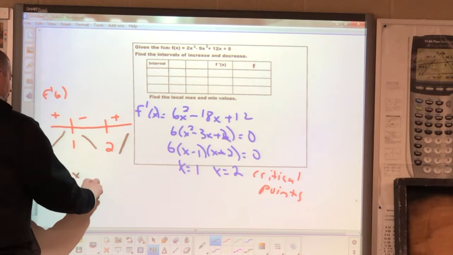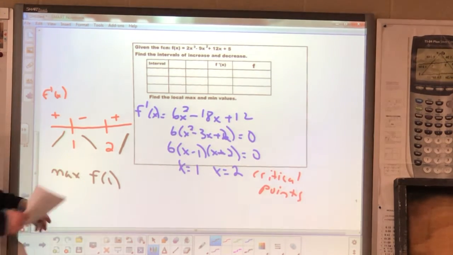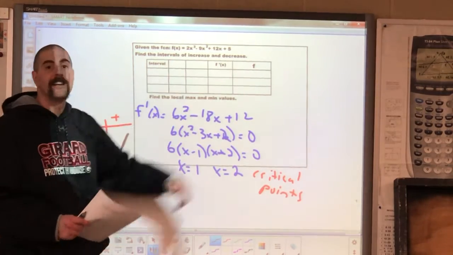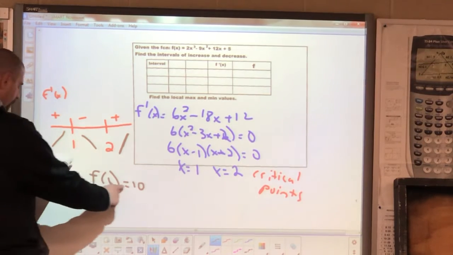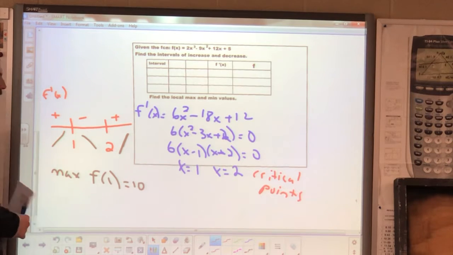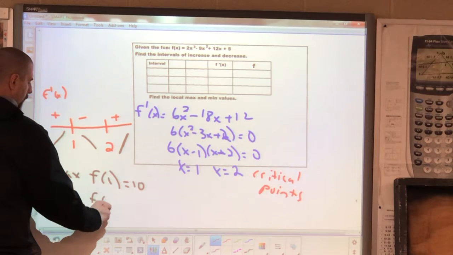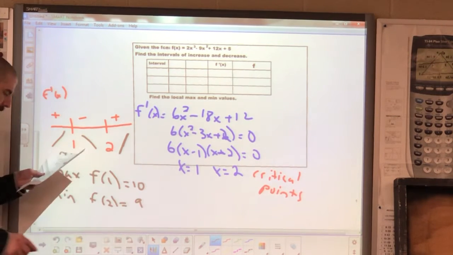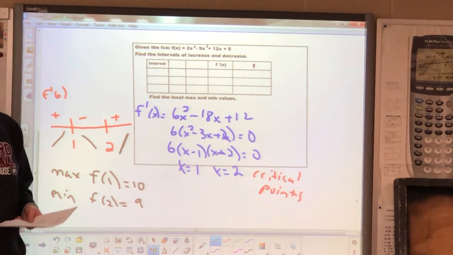So we're going to go ahead and find our max. Okay? So we're going to take f of 1. And again, notice it does not say f prime, it's f of 1. If you plug in 1 here, you're going to get 10. Okay? So we got a max, f of 1 equals 10. And then, plug in 2, you're going to get the min. Plug it in the original, and you're going to get 9. All right, so there's our max, there's our min. And that's how the first derivative test works.